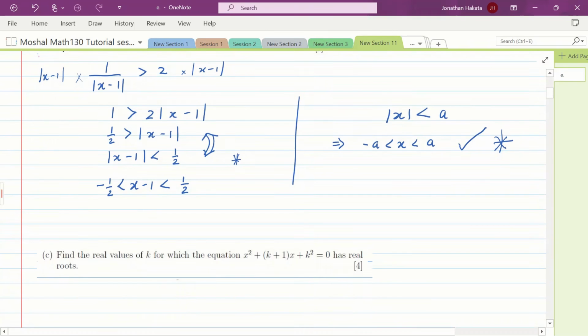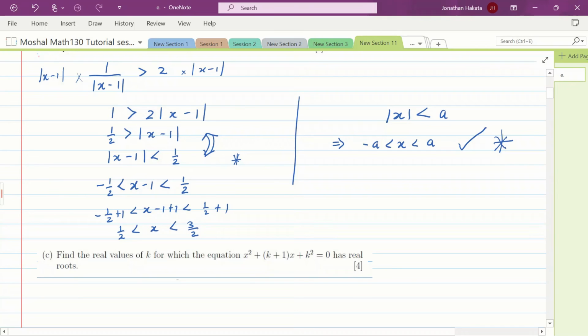We want to make x the subject of the formula, so we add 1 everywhere, so that in the middle will remain only an x. So we will have minus half plus 1 less than x minus 1 plus 1 less than half plus 1. If you do the math, you're going to see that half is less than x less than 3 over 2.